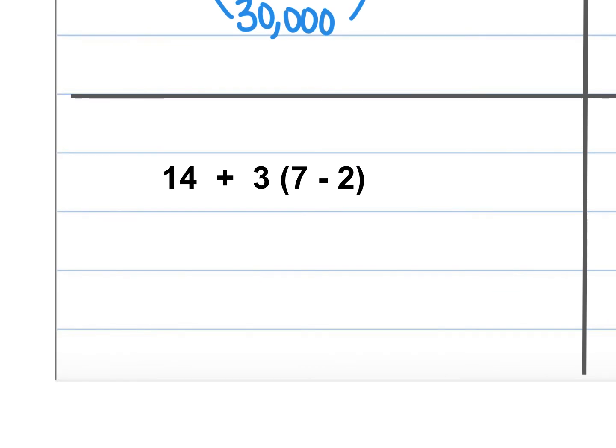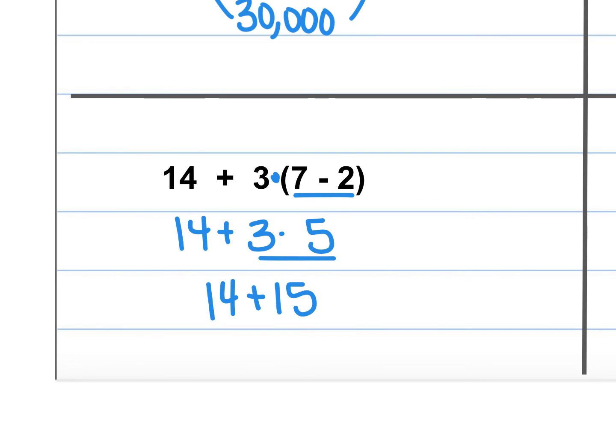Next one, 14 plus 3, parentheses, 7 minus 2. Now, before I even start this, anytime a number is connected to the parentheses, that means to multiply. Okay. Order of operations, we would start with the parentheses. So 7 minus 2 is 5. We have 3 times that. Next, we would do our multiplication. 3 times 5 is 15. Now we have 14 plus 15, which would be 29 for our final answer.